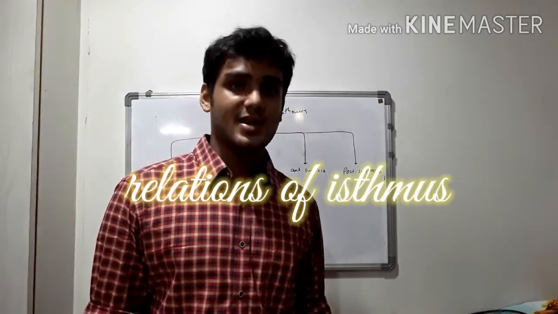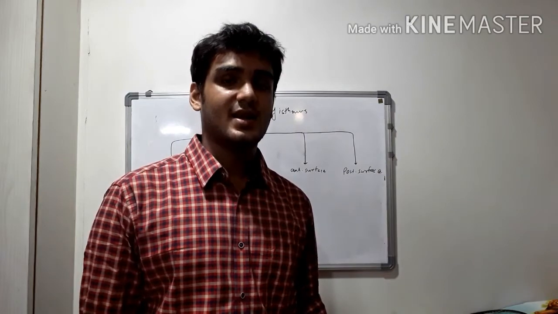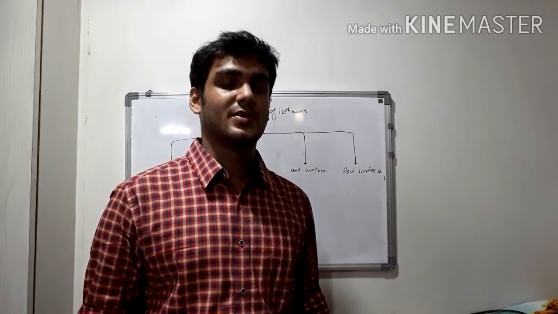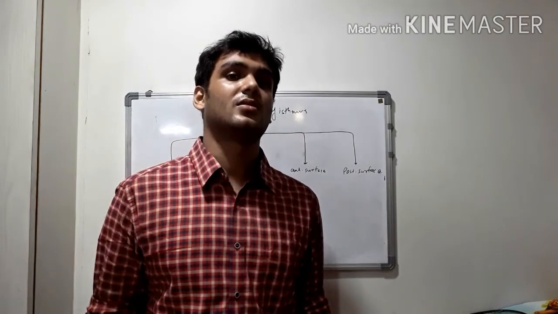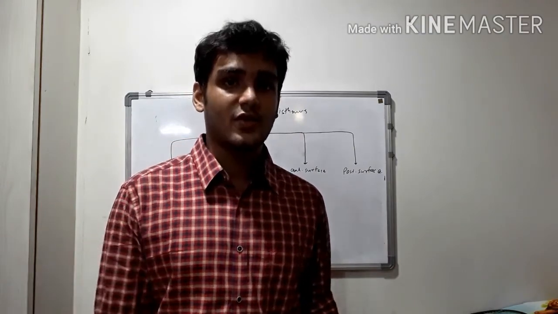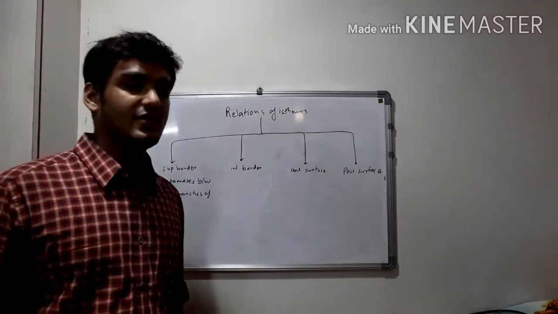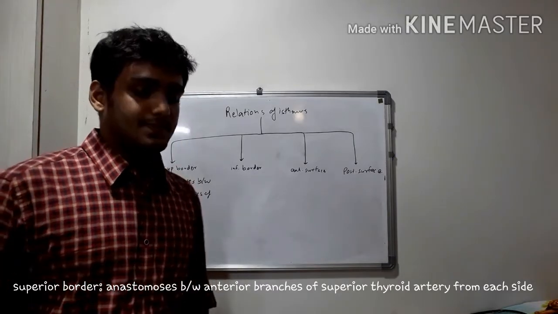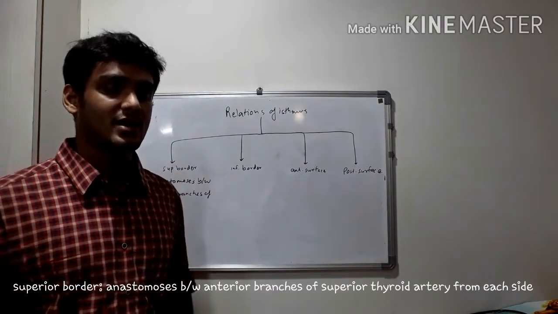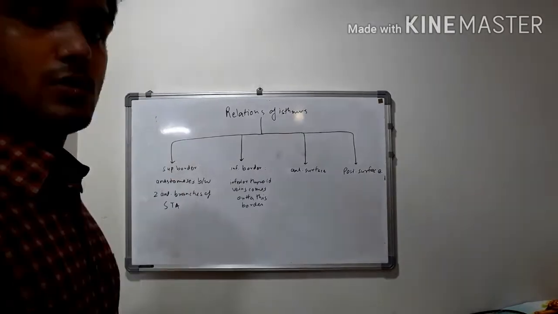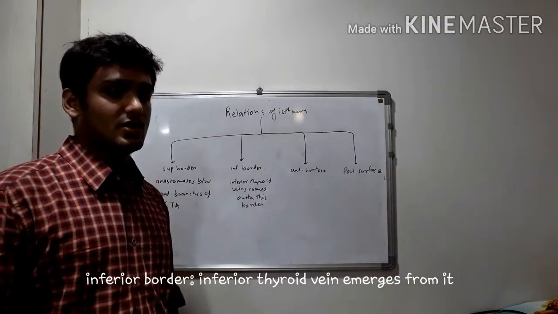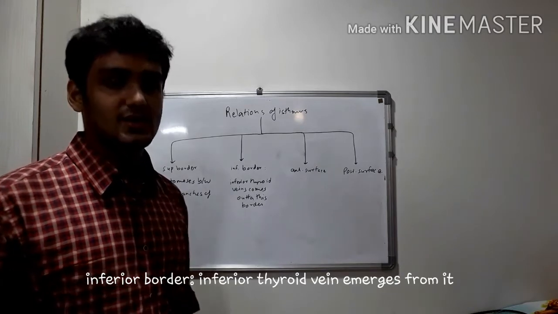Now we'll discuss the relations of the isthmus. So as I said, there are four parts of isthmus: the two surfaces, the anterior and posterior surfaces, and the superior and inferior border, and all these have their respective relations. So beginning with the superior border, it is related to the anastomosis between the anterior branches of two superior thyroid arteries of two sides. And coming to the inferior border, the inferior thyroid veins come out of this border.